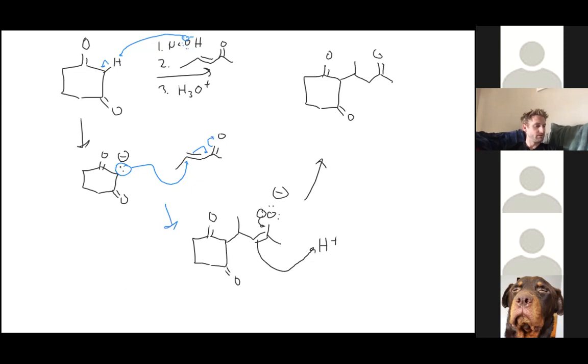So there is another reaction we can do with this, where instead we do this whole thing in base and heat. And instead of stopping here, we can go on to a second reaction. So we're going to talk through that. So this is referred to as a Robinson annulation.